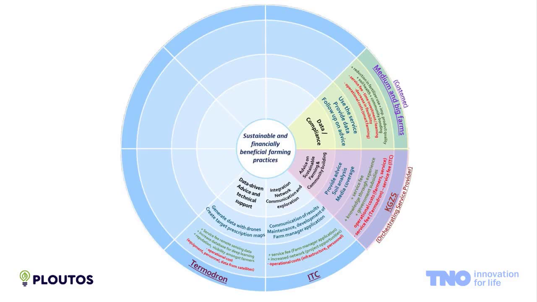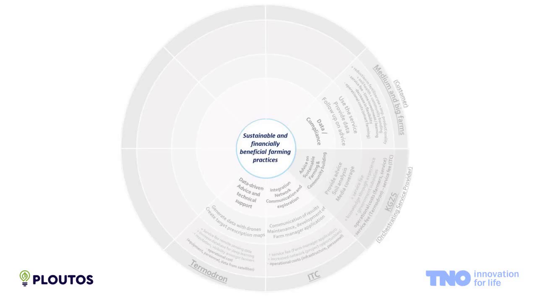In this example, a business model is designed for a smart farming service to improve their soil conditions and to optimize the use of resources such as fertilizer or water. Accordingly, the co-created value proposition is sustainable and financially beneficial farming practices. The customer segment for this business model are medium and big farms, who will use the smart farming solution and benefit from this co-created value.